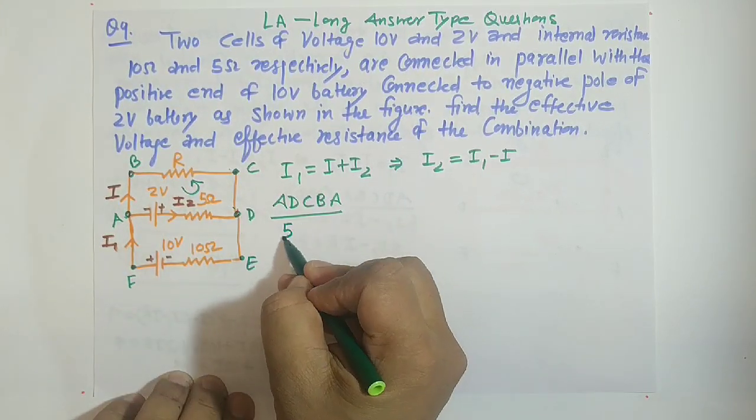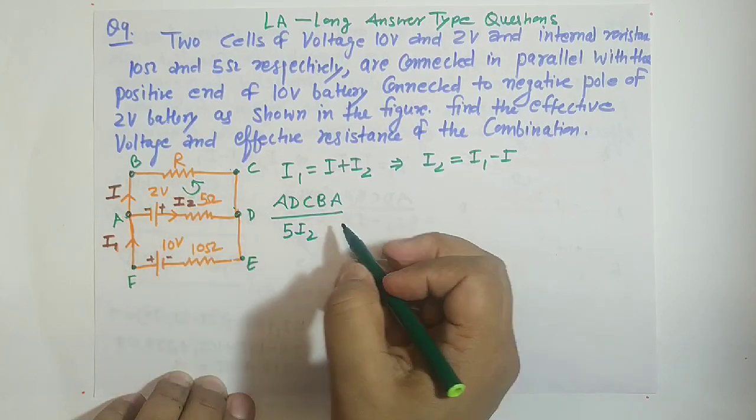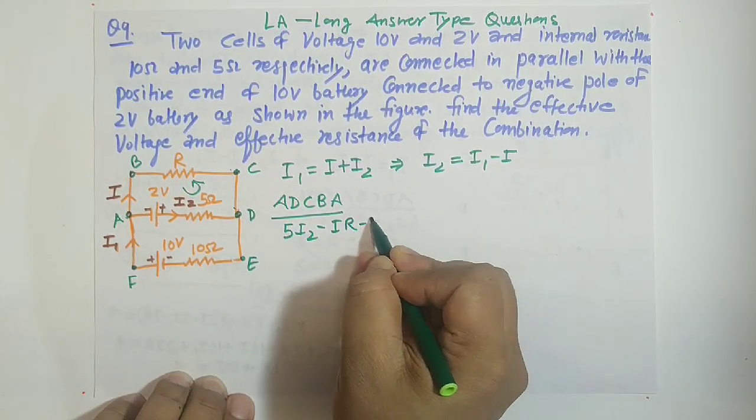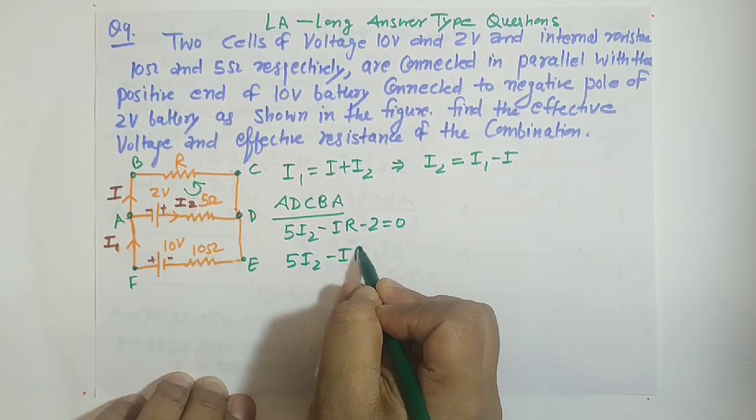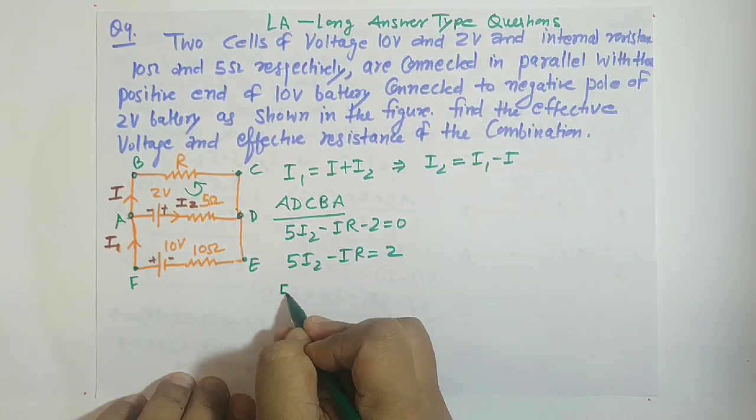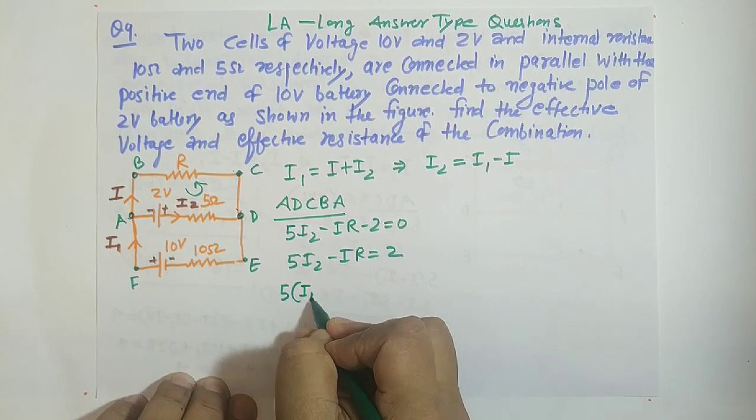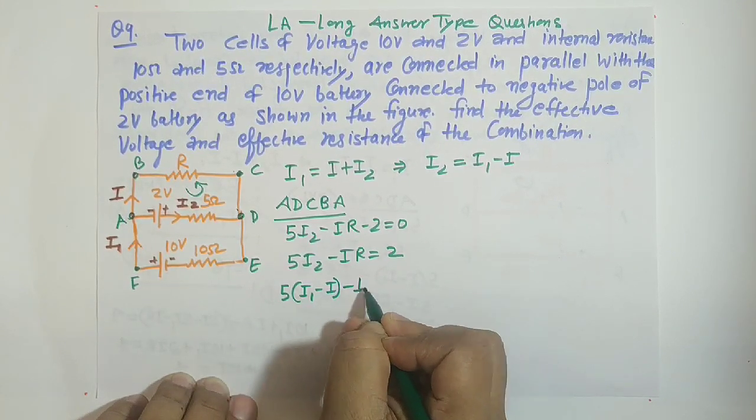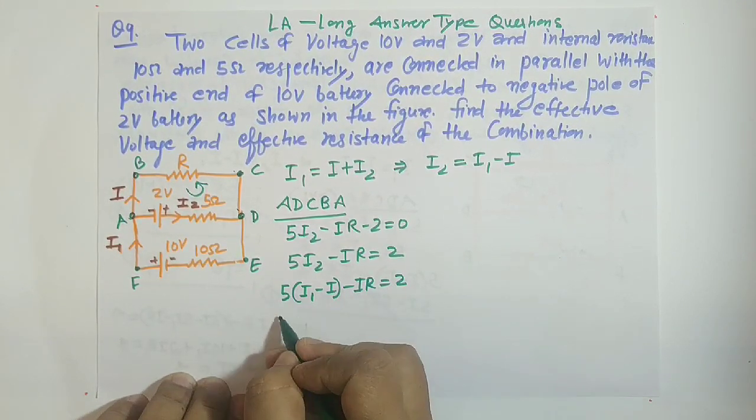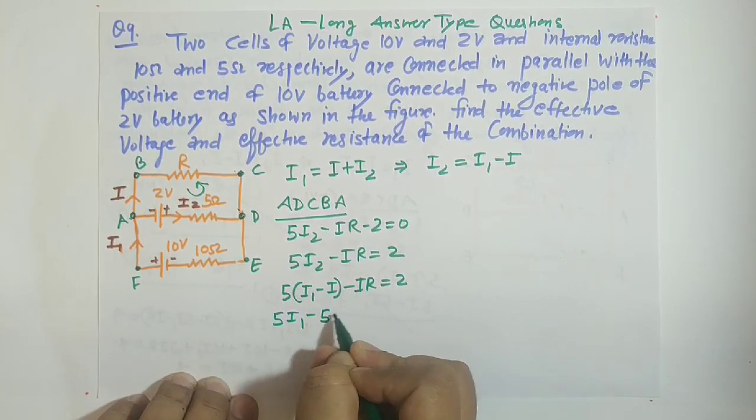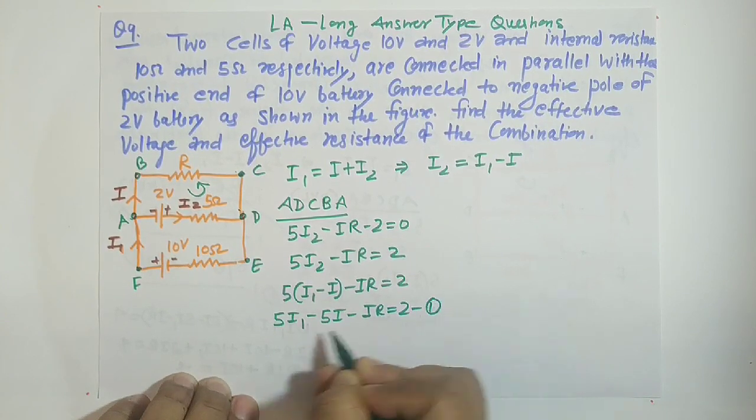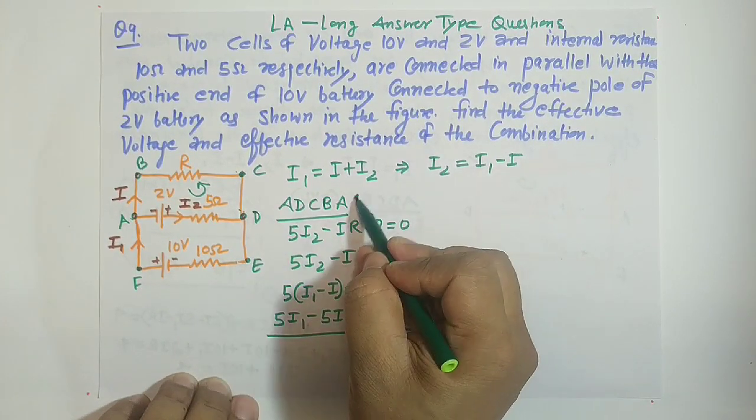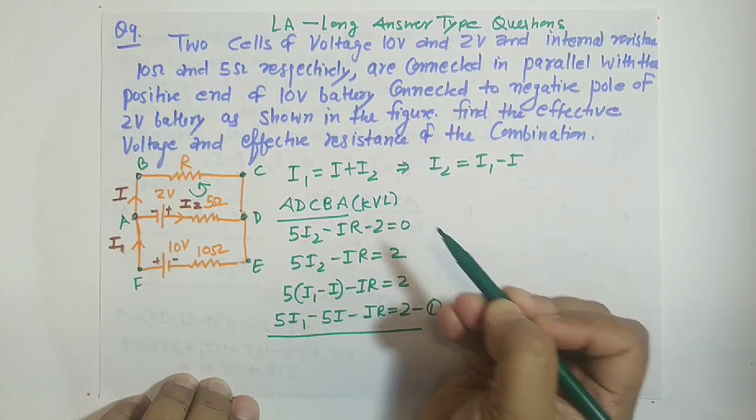So I think all of you know 5I2, then it is opposite, minus IR, minus 2 will be equal to 0. So I can write 5I2 minus IR equal to 2. And in place of I2 I can write I1 minus I, so 5(I1 minus I) minus IR equals 2. So this equation, 5I1 minus 5I minus IR equal to 2, is the first equation. Okay, got it? So we have applied KVL on this path.